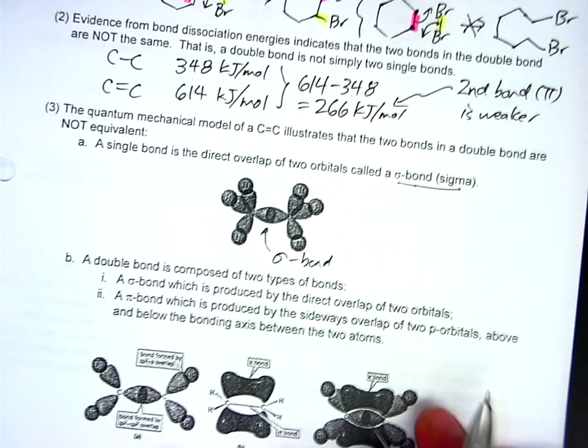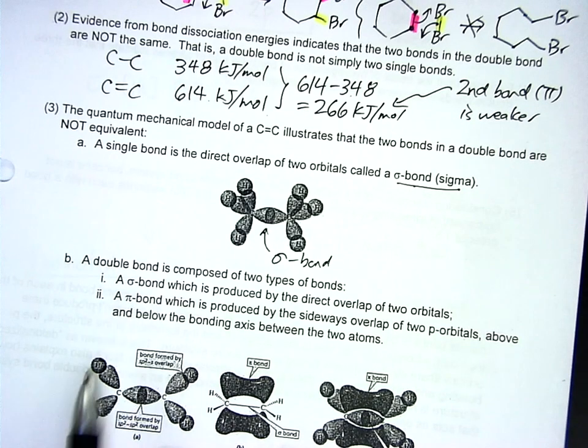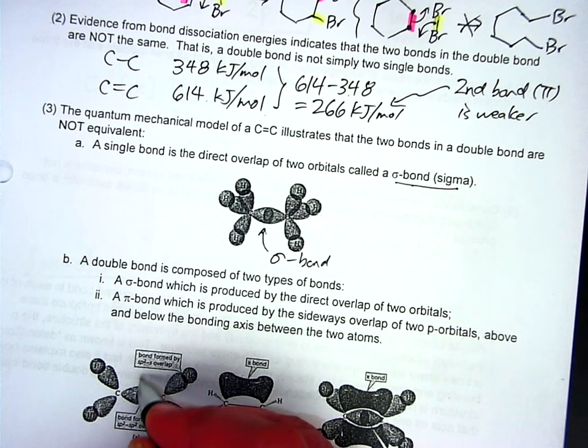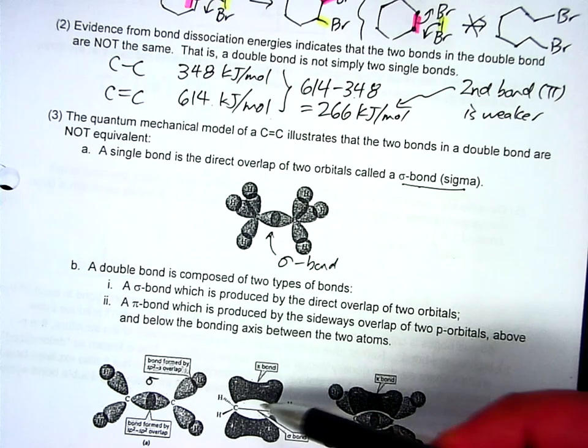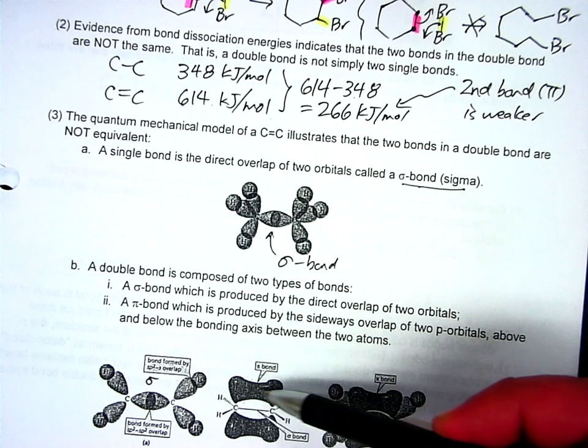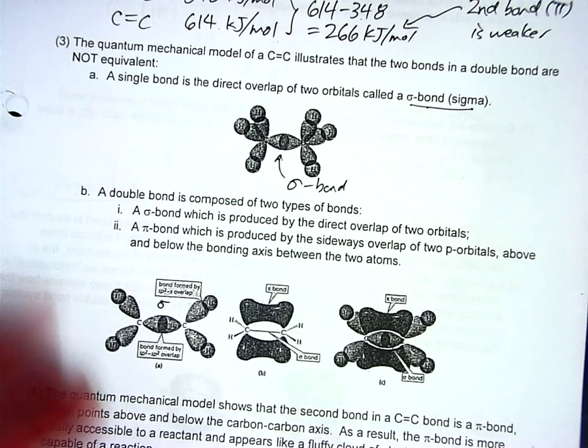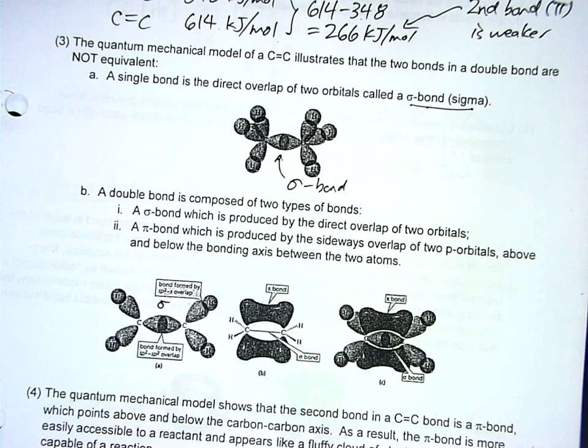When we have a double bond, it is produced by one sigma bond, which is direct overlap like we have here, and a second bond that has two parts, a top lobe and a bottom lobe, which is our pi bond. Together we get two bonds out of it. It is stronger than just a single bond, but that second bond is weaker than the first one because it's a different type of overlap. It's harder to hold those two atoms together because it's not right along the bond axis.